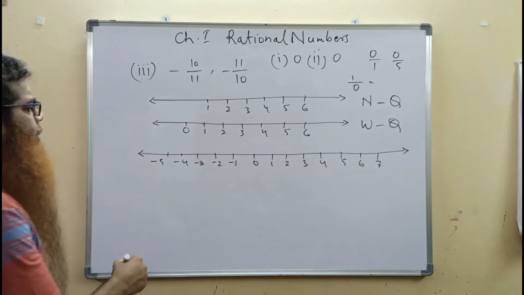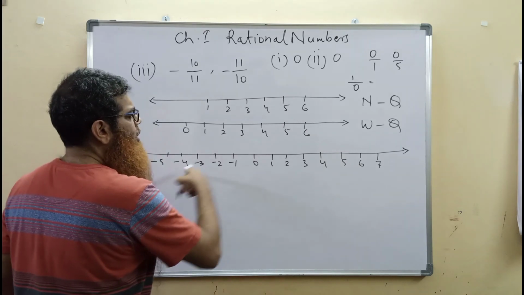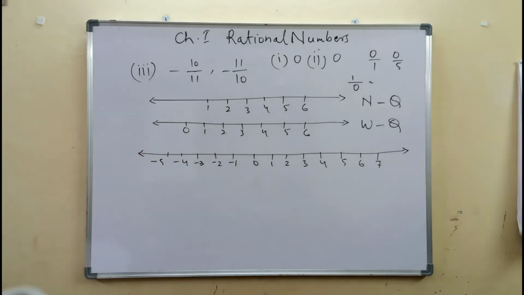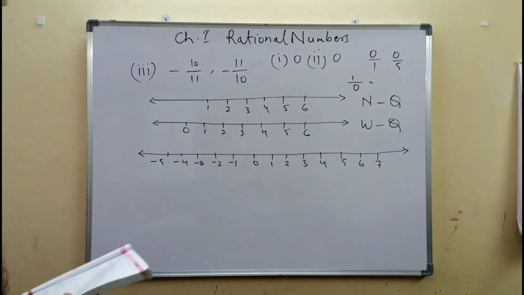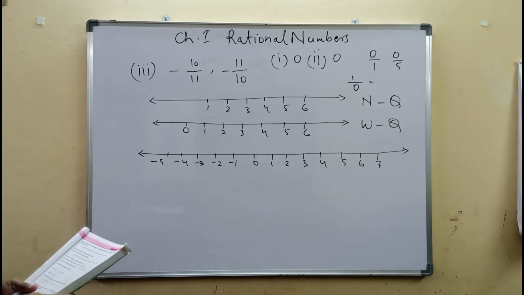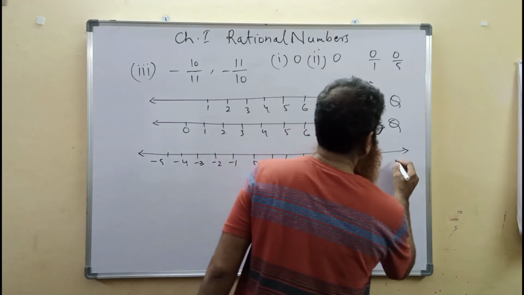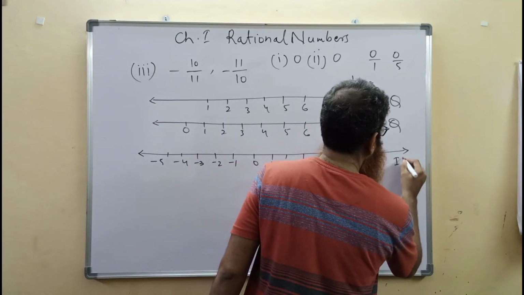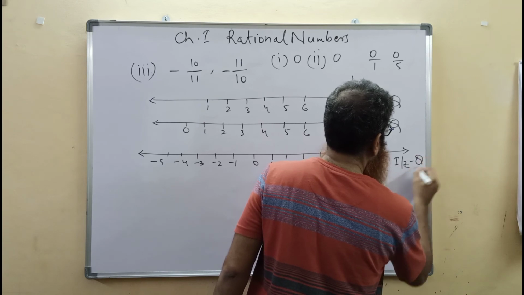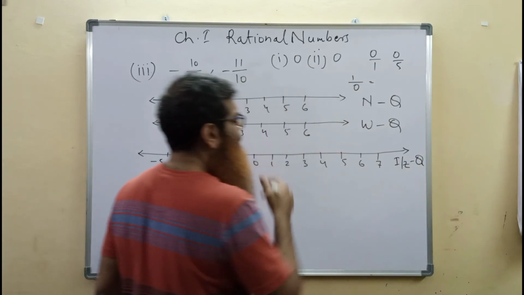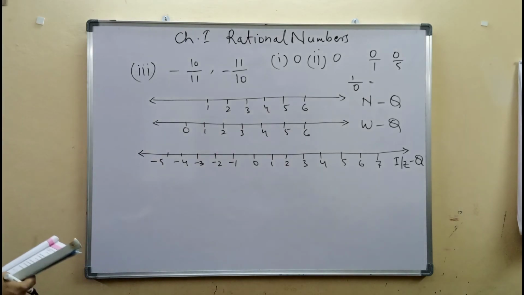As you can see, the numbers have negative numbers as well as positive numbers. The numbers which are lying on the right side of 0 are called positive numbers, and the numbers which are lying on the left side of 0 on the number line are called negative integers. These numbers are integers as well as rational numbers, Z and Q.